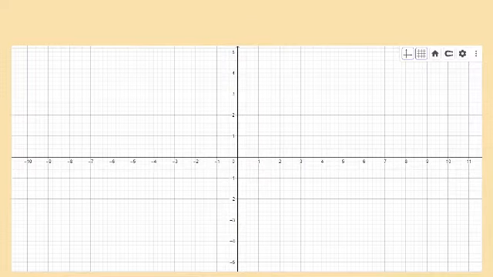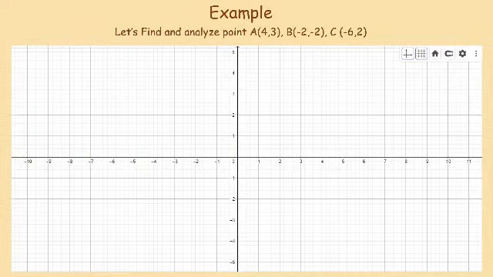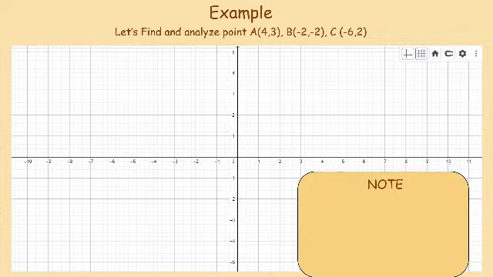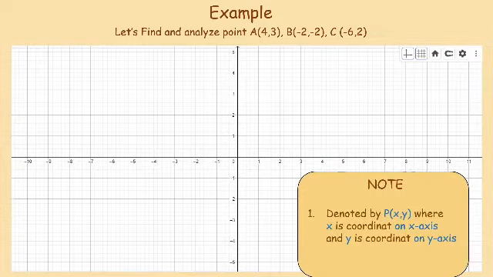Here is an example of a Cartesian plane. For example, let's find and analyze points A (4,3), B (-2,-2), and C (-6,2). Before that, we can notice that the first one, the position of a point is denoted by P(x,y), where x is coordinates on the x-axis and y is coordinates on the y-axis. For example, we have point A (4,3). 4 shows the coordinate on the x-axis and 3 shows the coordinate on the y-axis.